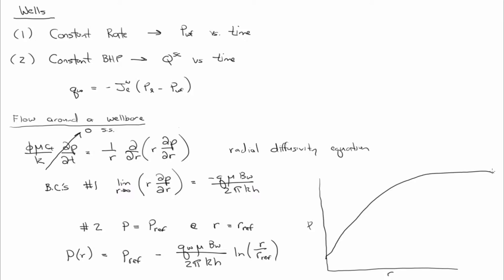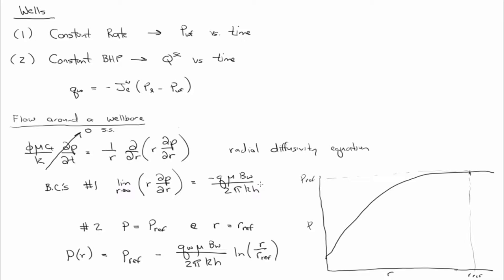And so then somewhere out here in the steady state, this would be some point out here, this would be RF. This would be PRF. That actually doesn't have to be in the steady state, but just somewhere out there, this RF, PRF.